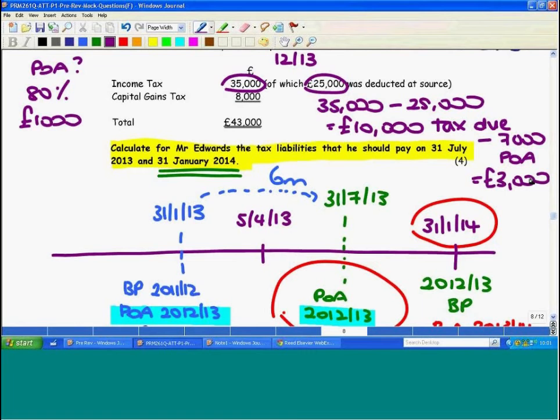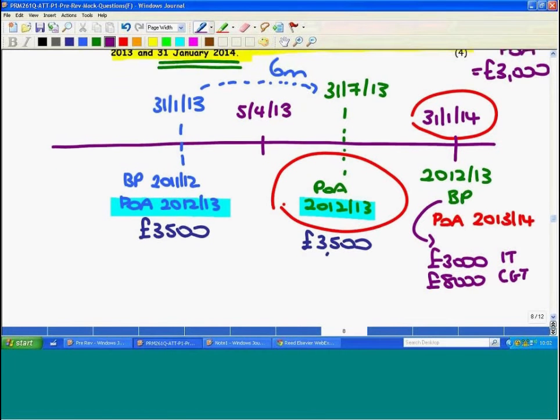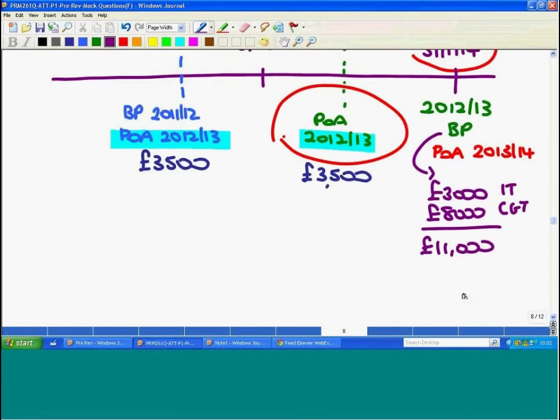And then, of course, we've got the 8,000 for capital gains tax, where we never pay payments on account. So I actually have 11,000 of balancing payments. So my balancing payment is 3,000 for income tax, 8,000 for CGT. Not that we really worry about the split, but we're looking at £11,000 balancing payments.